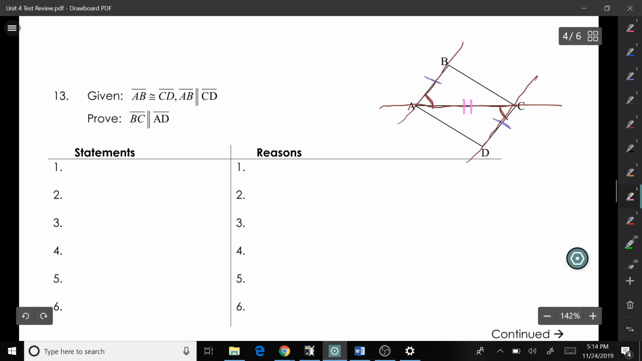So let's start with the given. We have AB is congruent to CD, and AB is parallel to CD. That's given.